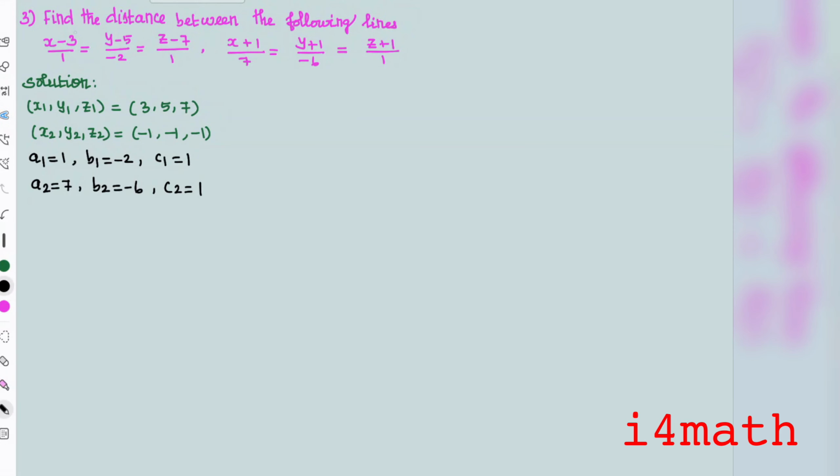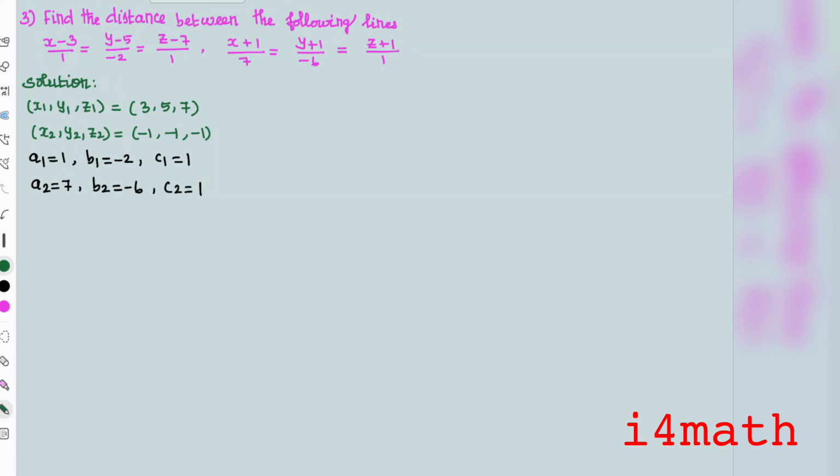Find the distance between the following lines: (x minus 3)/1 = (y minus 5)/minus 2 = (z minus 7)/1, and (x plus 1)/7 = (y plus 1)/minus 6 = (z plus 1)/1. From the numerators of the first line, we can write x1, y1, z1 as 3, 5, and 7. From the second line's numerators, we can write x2, y2, z2 as minus 1, minus 1, minus 1.